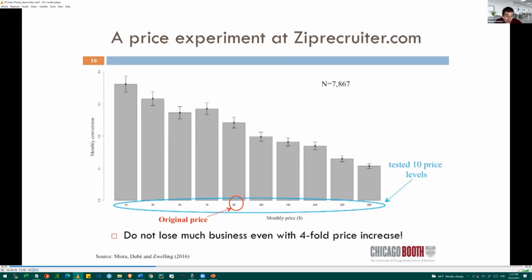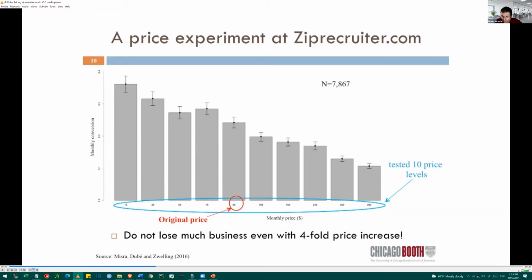Okay, the question then becomes, when a recruiter comes and hits the paywall and sees the price of, let's say, 299, do they pay or do they leave? The percentage of recruiters who actually pay and become a member is called the conversion rate, the percentage who have converted from non-customers to customers. And you can see those conversion rates here on this bar plot for different prices.